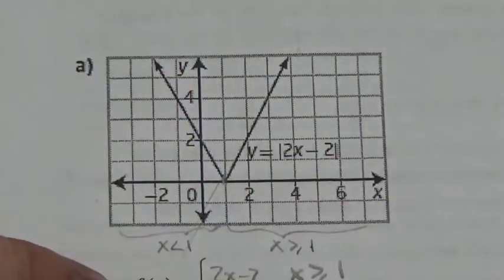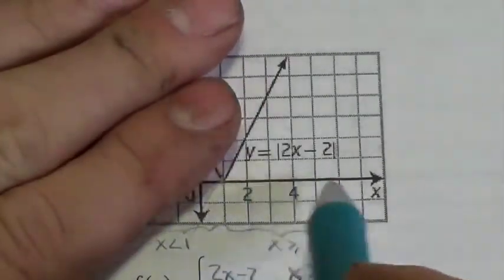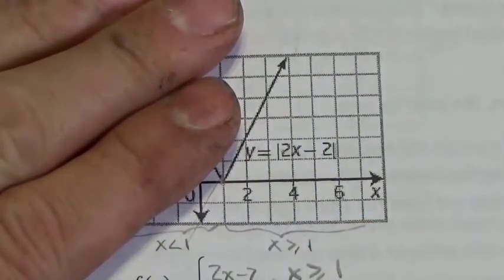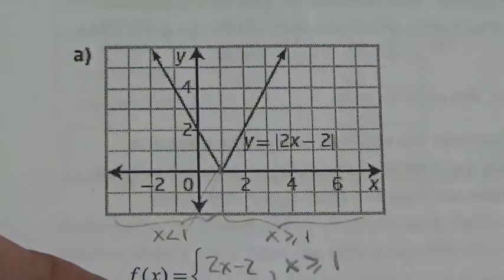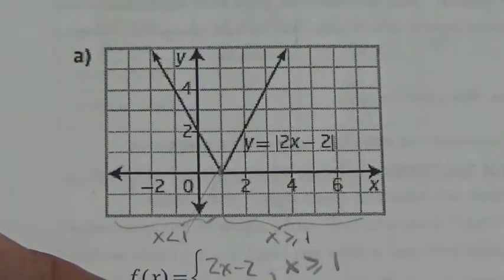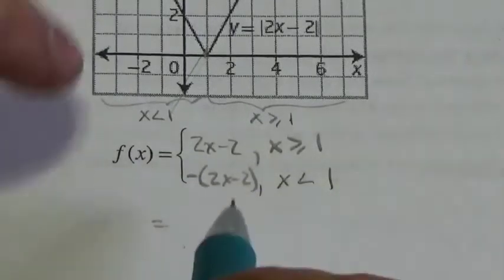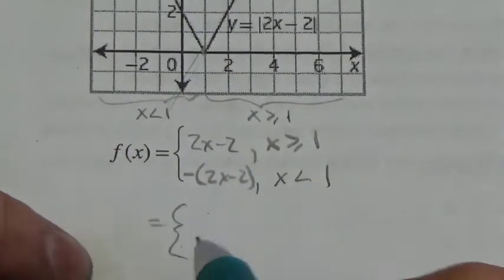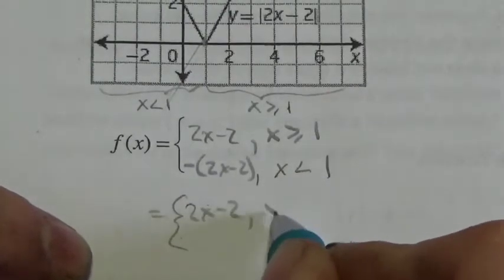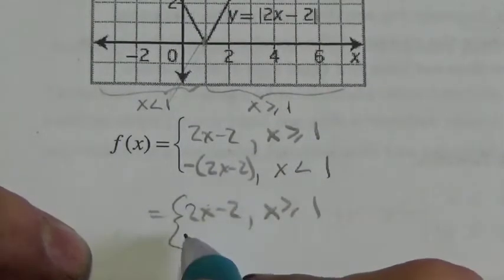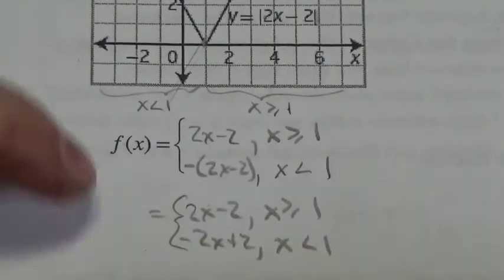When x is less than 1, then what's happening here is the original function, that 2x minus 2, would have dropped down here. The absolute value is going to flip that over. So in our piecewise function, to show that that happens, we throw a negative in front of it. And so our piecewise function is going to look like this. It's going to be positive 2x minus 2 when x is greater than or equal to 1, negative 2x plus 2 if x is less than 1.